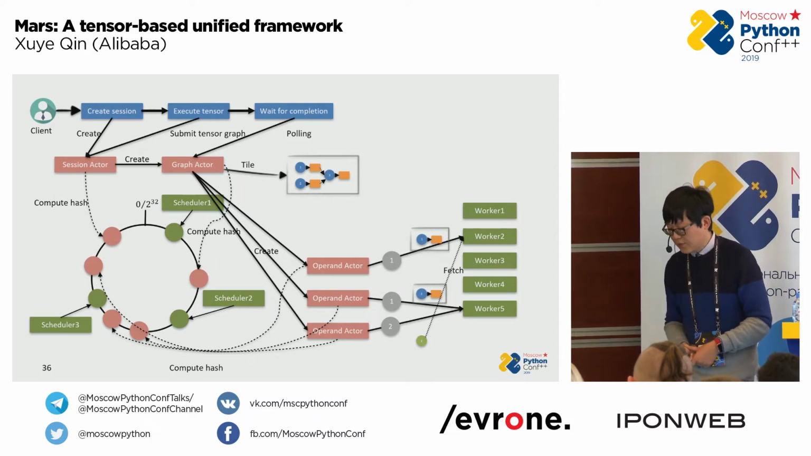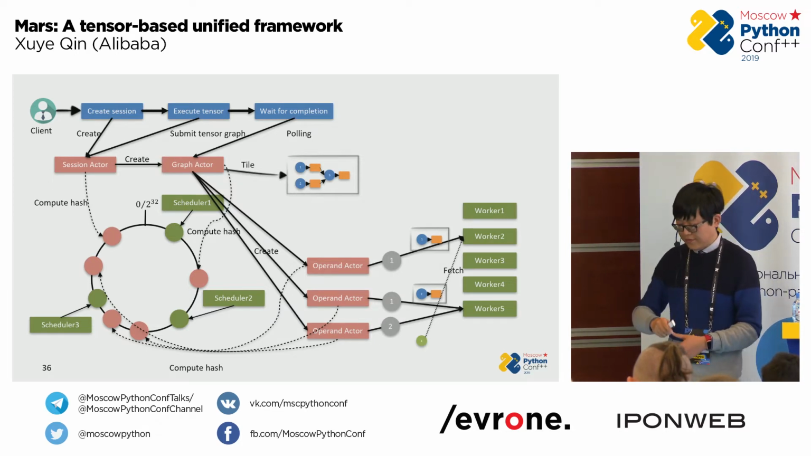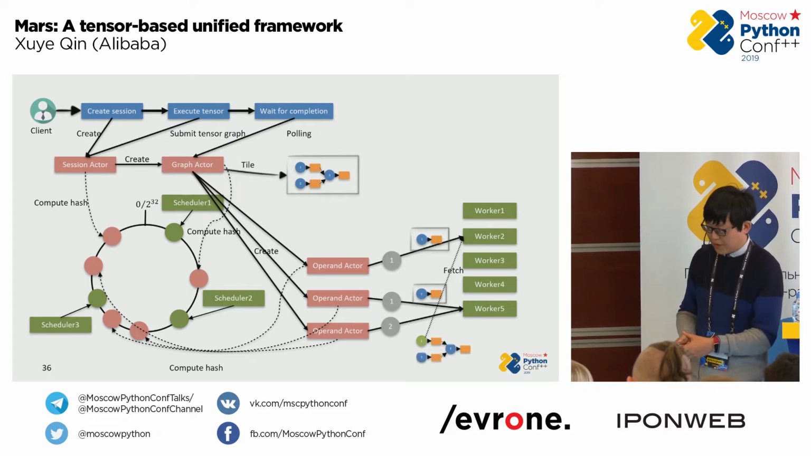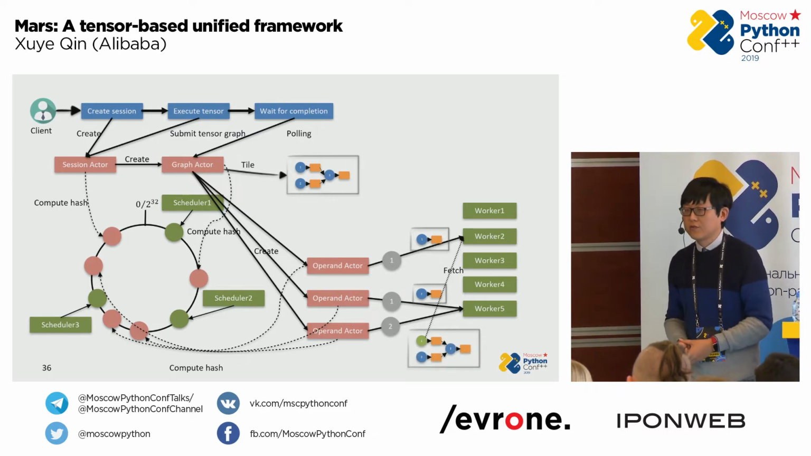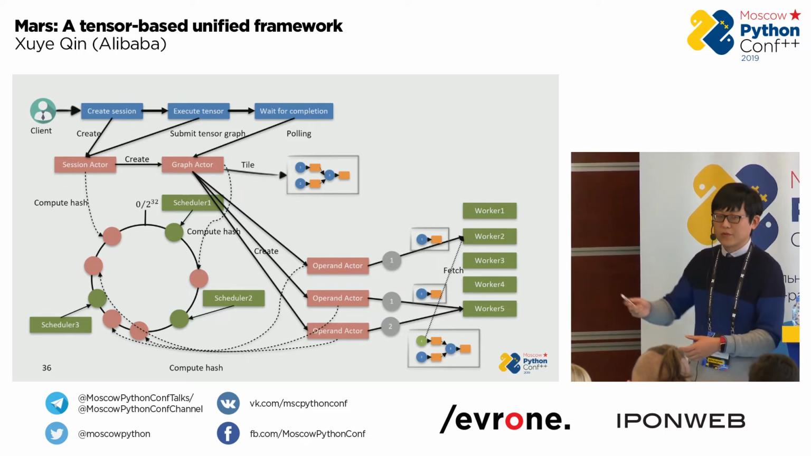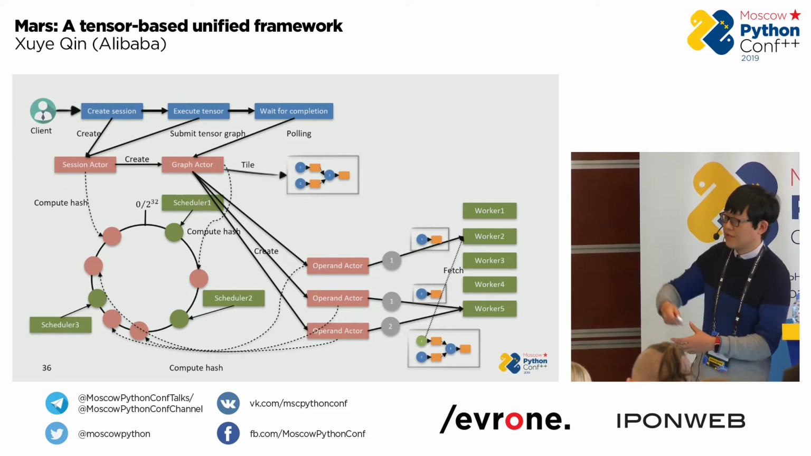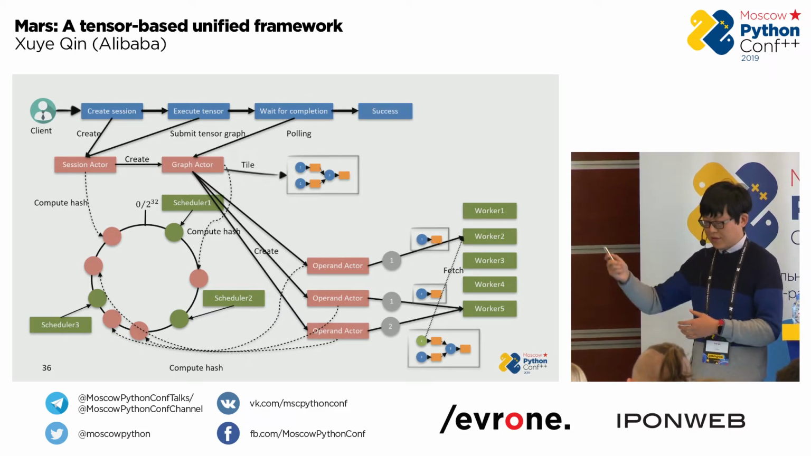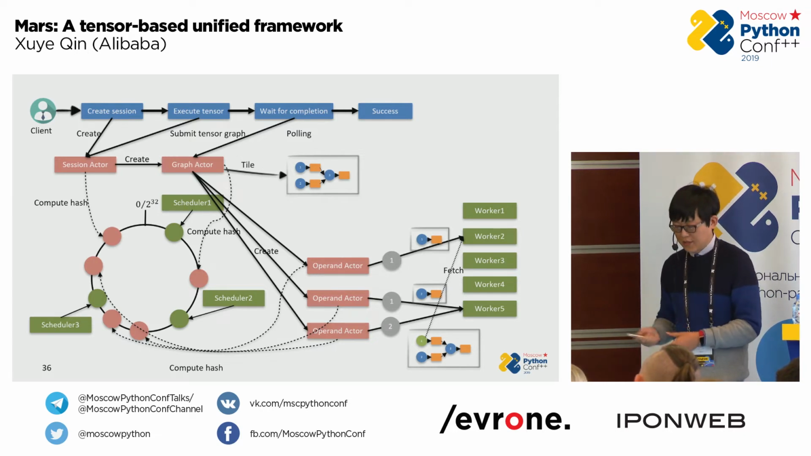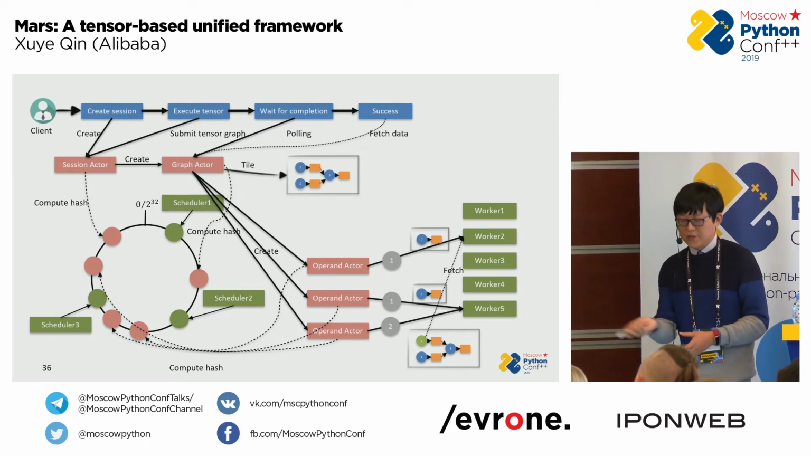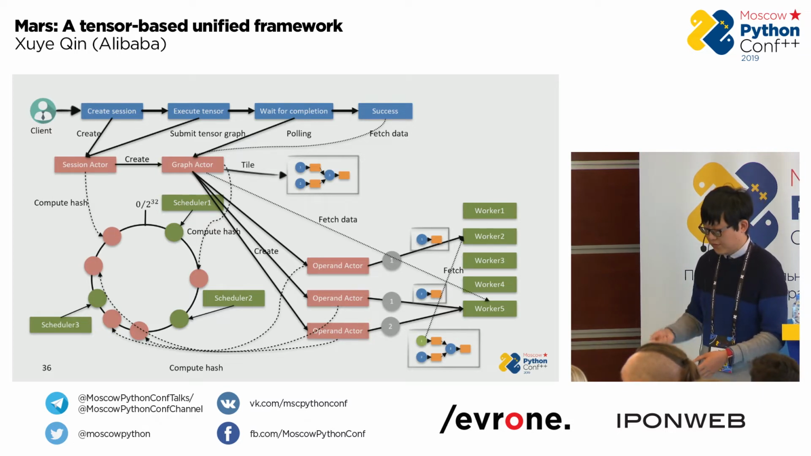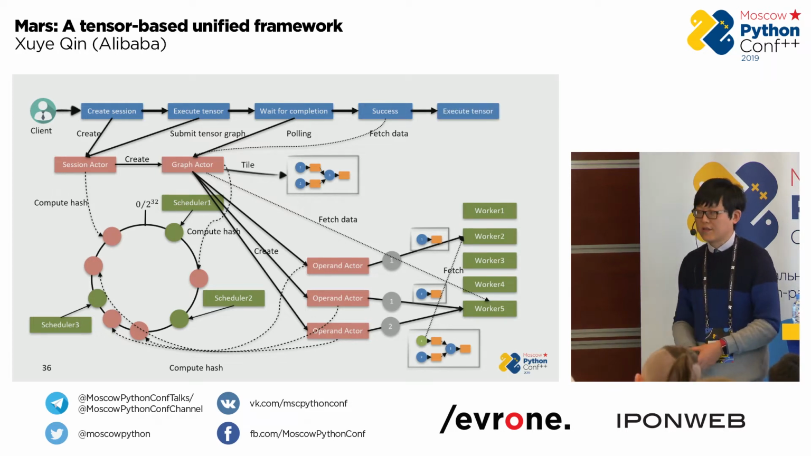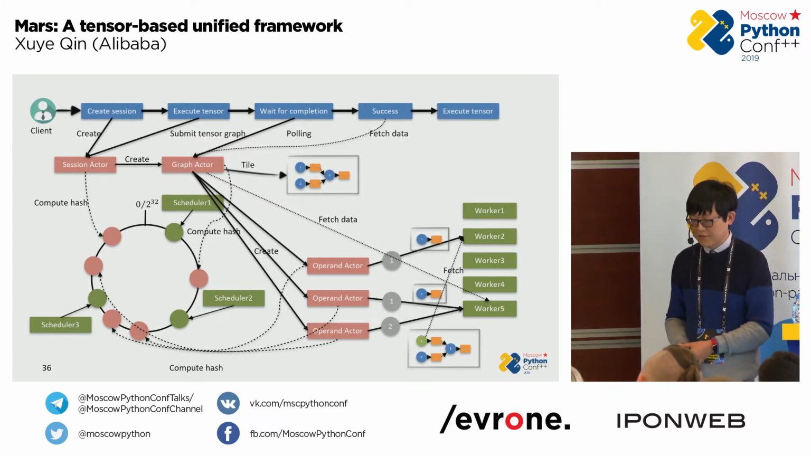And here we assume the data on worker 5 is larger than on worker 2, and the third operand will decide to compute on worker 5 because we can fetch less data, and then it will perform the computation. Here the client will be aware of the finish, and it will fetch data from the graph actor, and the graph actor will fetch the data from the worker and give it to the client. So the client can execute other tensors.